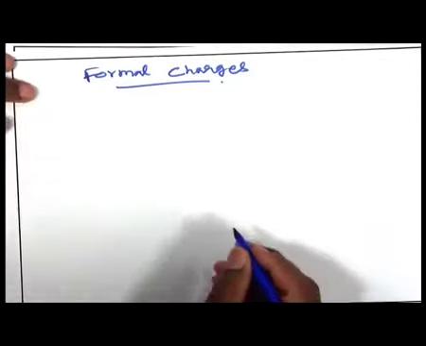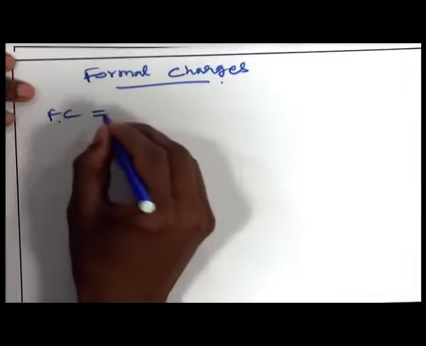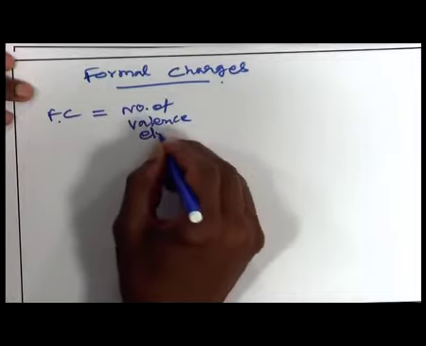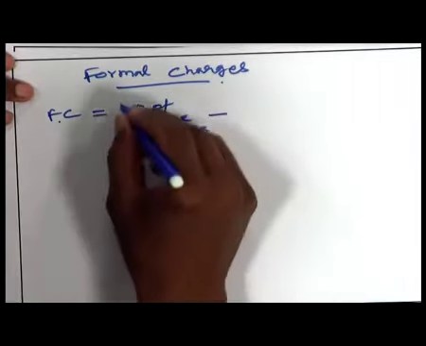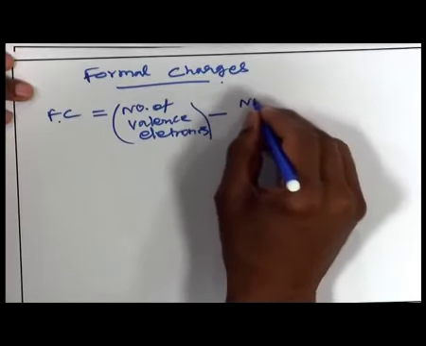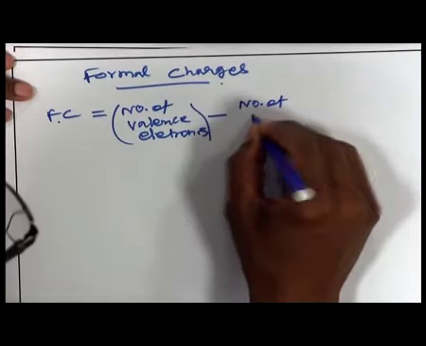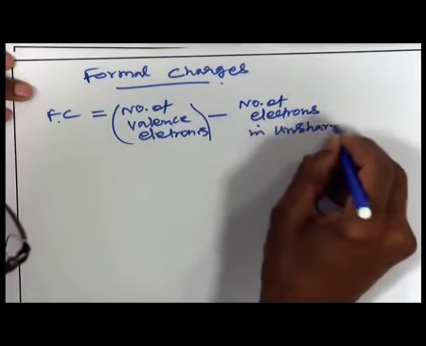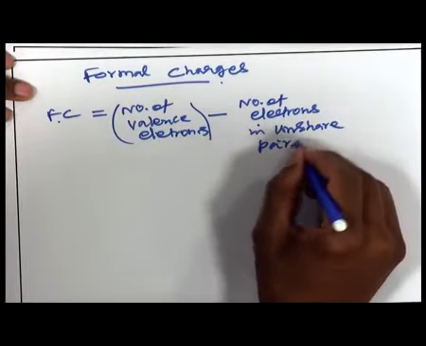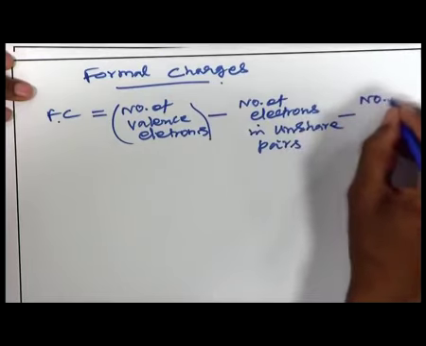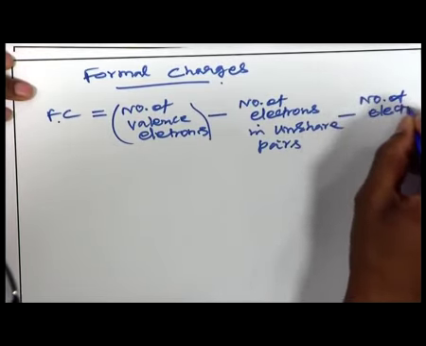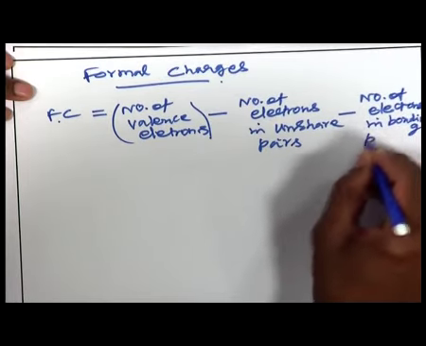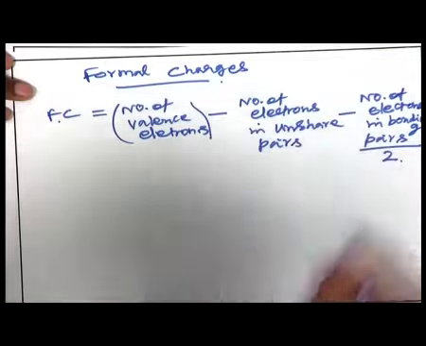How to assign formal charges? Formal charge, Fc, equals the number of valence electrons, minus the number of electrons in unshared pairs, minus the number of electrons in bonding pairs, divided by 2, which is very important.